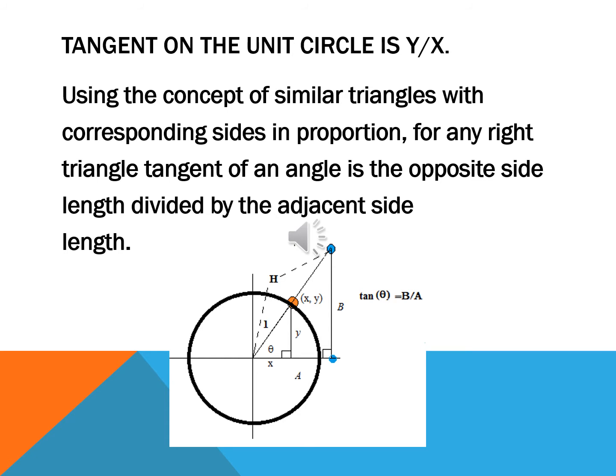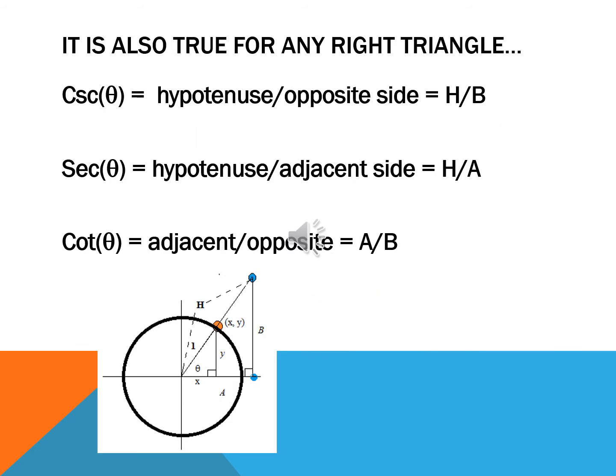Here we have a reminder of the definition of tangent. In a right triangle, the tangent of an angle is equal to the ratio of the length of the opposite side divided by the length of the adjacent side. Here we're reminding about the other 3 reciprocal functions. Cosecant is the reciprocal of sine, and so in a right triangle, cosecant of an angle is equal to the length of the hypotenuse divided by the opposite side.